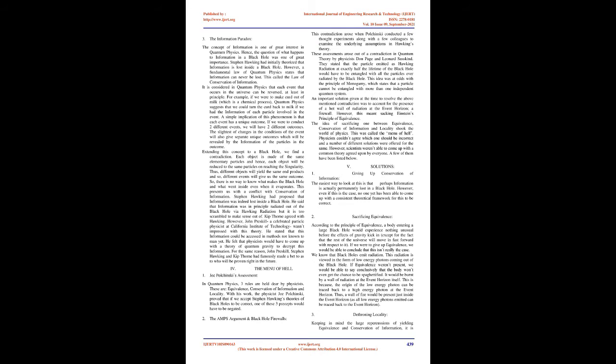Extending this concept to a black hole, we find a contradiction. Each object is made of the same elementary particles and hence, each object will be reduced to the same particles on reaching the singularity. Thus, different objects will yield the same end products and so, different events will give us the same outcome. So, there is no way to know what makes the black hole and what went inside, even when it evaporates. This presents us with a conflict with conservation of information.